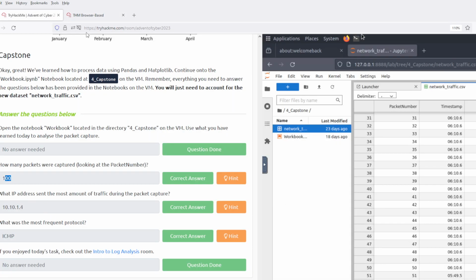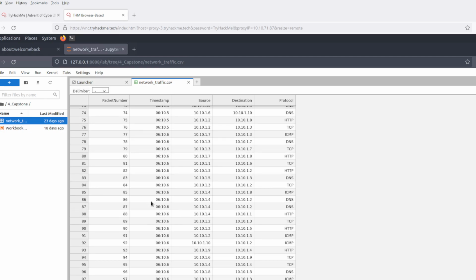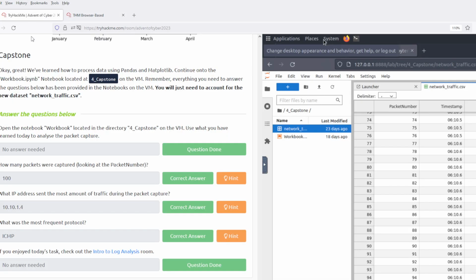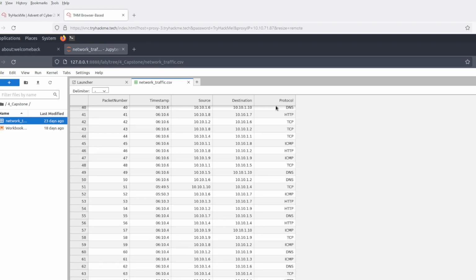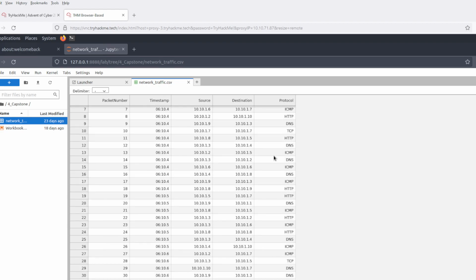First question, how many packets? Well, just look at it, it's 100 packets. That's easy. What IP address sent the most amount of traffic, and what was the most frequent protocol? So we have to sort the source and count and get the highest value, and sort the protocol, count and get the highest value. That's it.